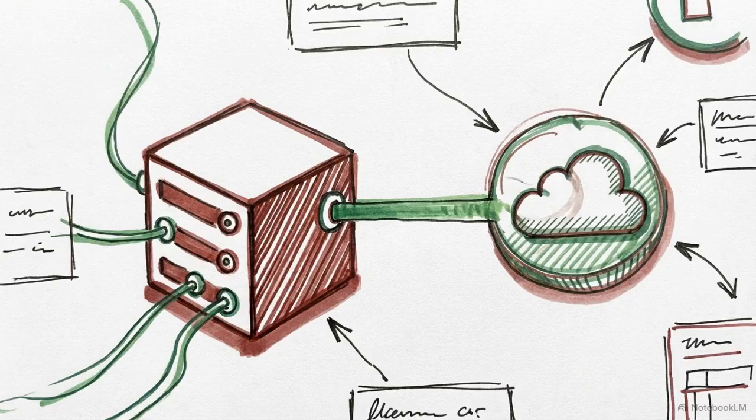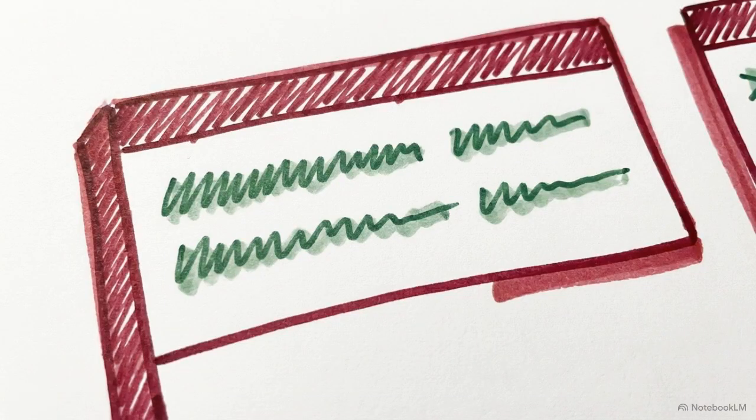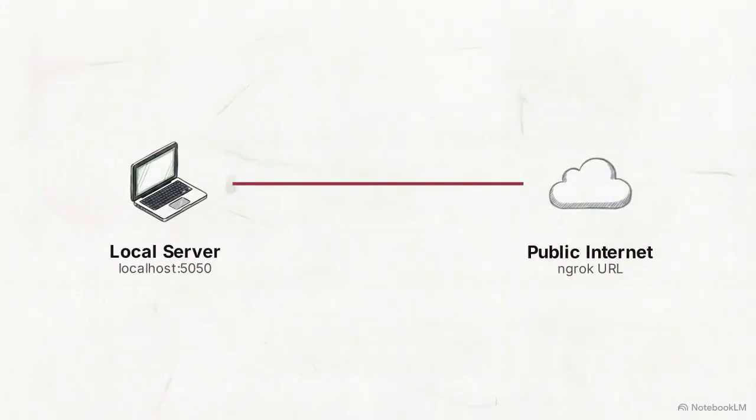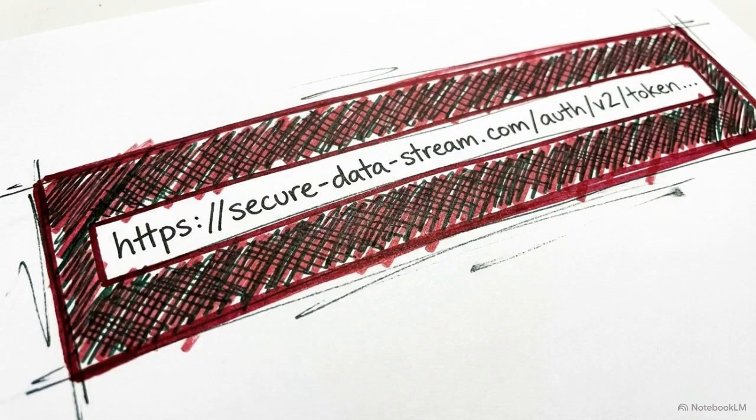Step 3 is making your server public. Start your Node application in the terminal, and then open a second terminal window to launch ngrok, pointing it at your local port. Ngrok generates a secure, randomized URL that routes traffic from the open internet directly to your laptop. Find that forwarding address in the terminal output and copy it to your clipboard.